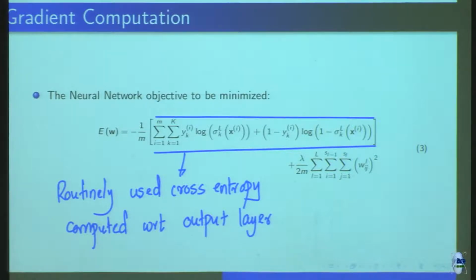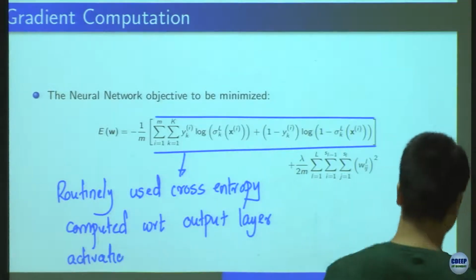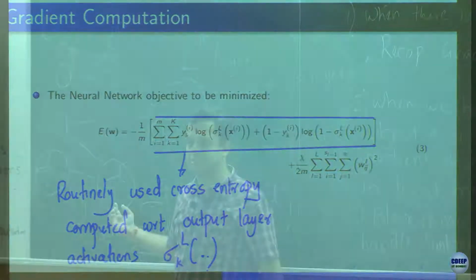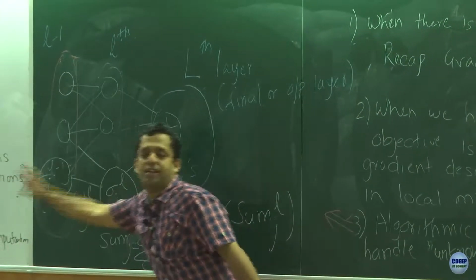Okay, so when I say output layer, I mean the output layer activations, which are nothing but sigma superscript L subscript K. These are the activations. This is where you can compute the error, because as I said, the error cannot be measured on something that is unseen, the hidden layers. You only observe the input and the output layer.